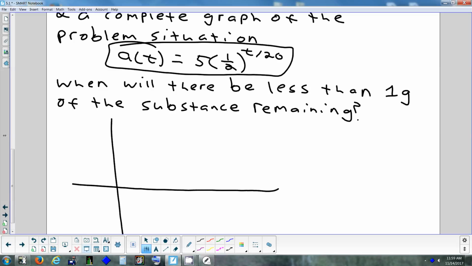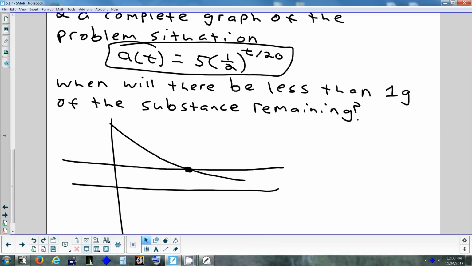Just to show you kind of how it would work, you type in on the calculator what's on the right. You're going to get a picture that looks like that. It's going to decay. Put in a line at 1. And then you would see where those 2 lines do what? Where they intersect. So it would be any point from that time on, you would have less than 1 gram. So any point from there forward in time.